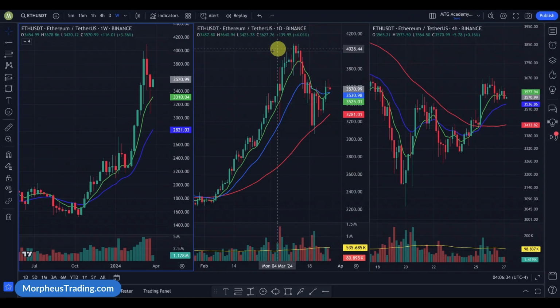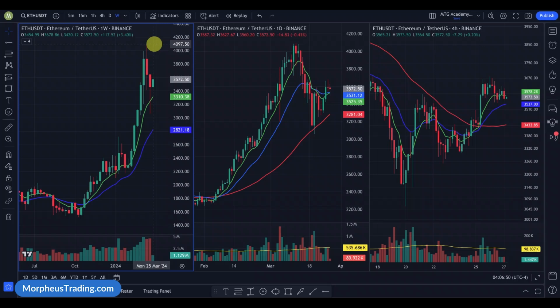Now, as promised, let's go ahead and take a quick look at Ethereum as well. Ethereum is the queen of crypto, and Ethereum is important because it's a benchmark that shows the overall health of the altcoin market. If Ethereum is strong, typically the altcoin market is strong as well.